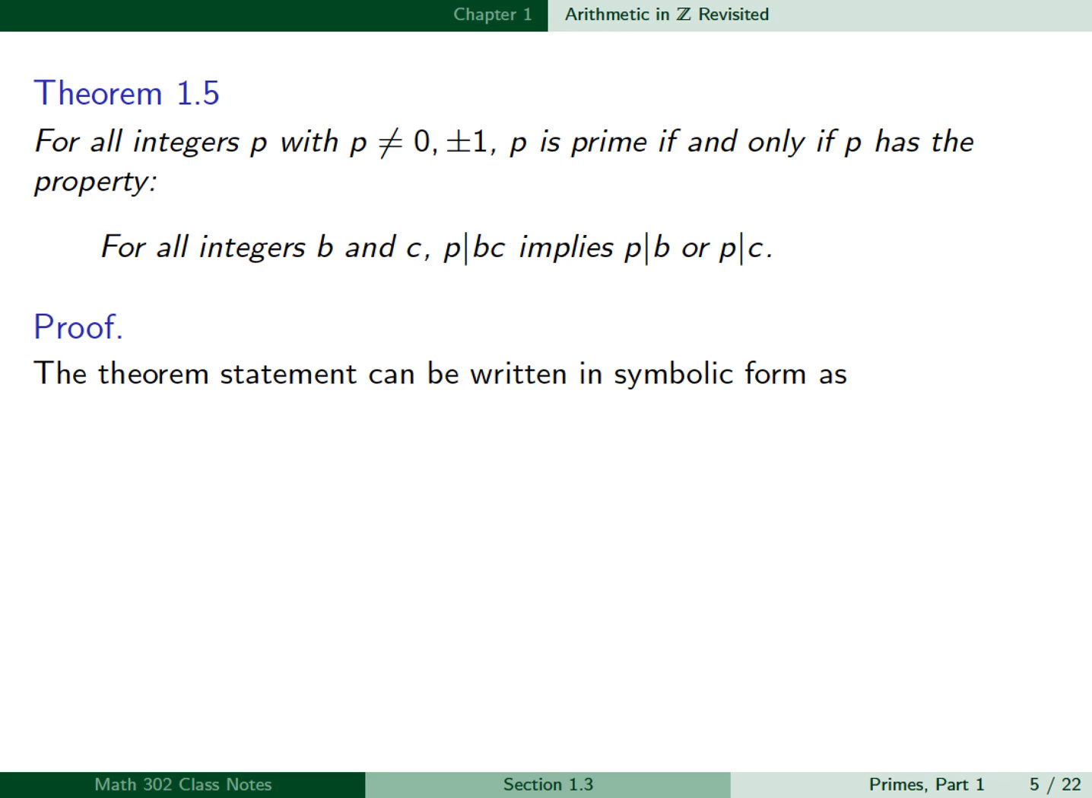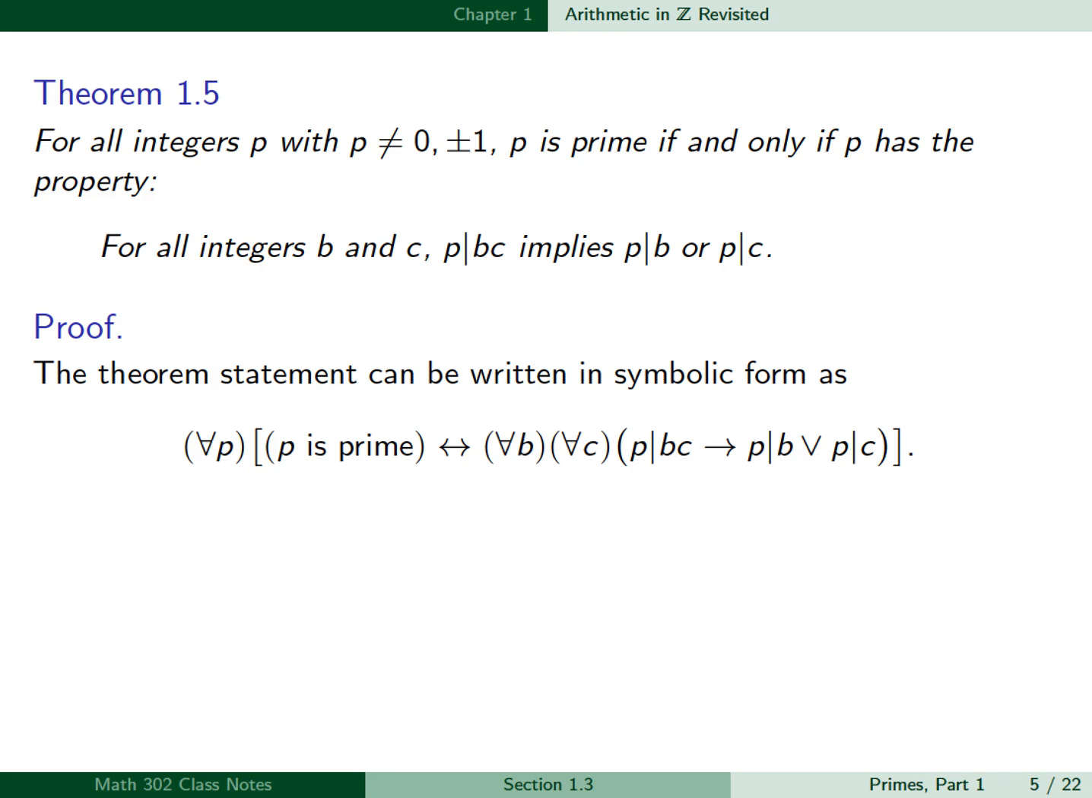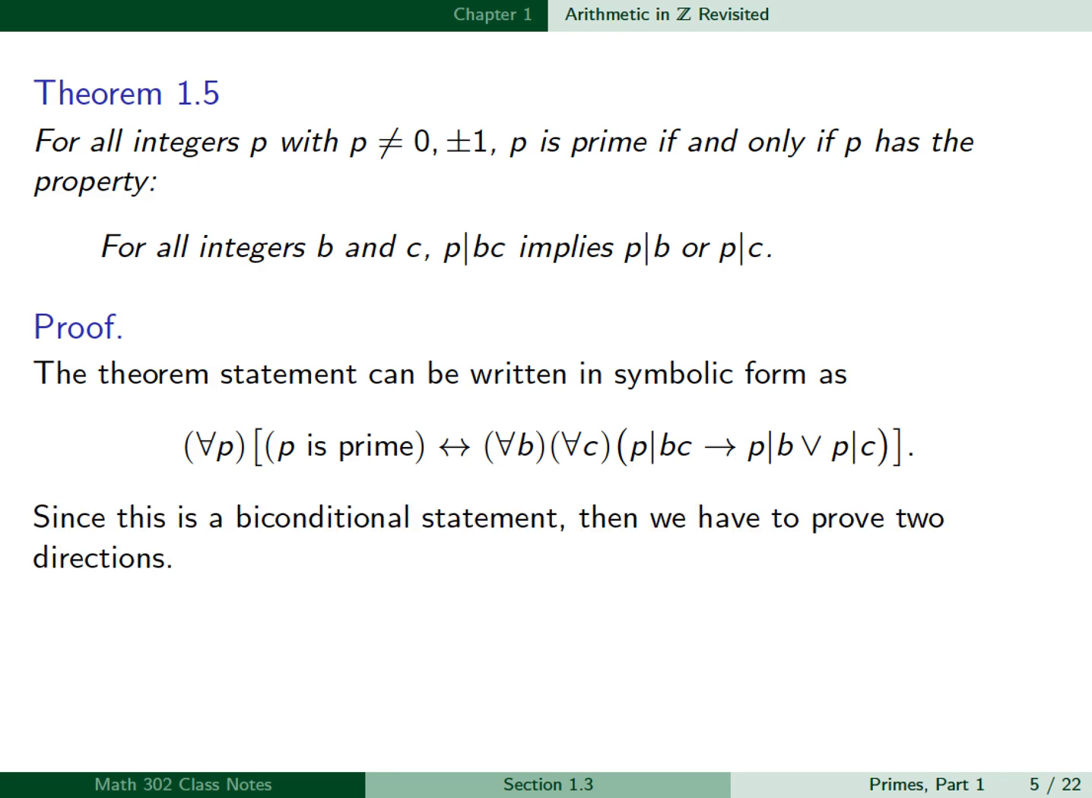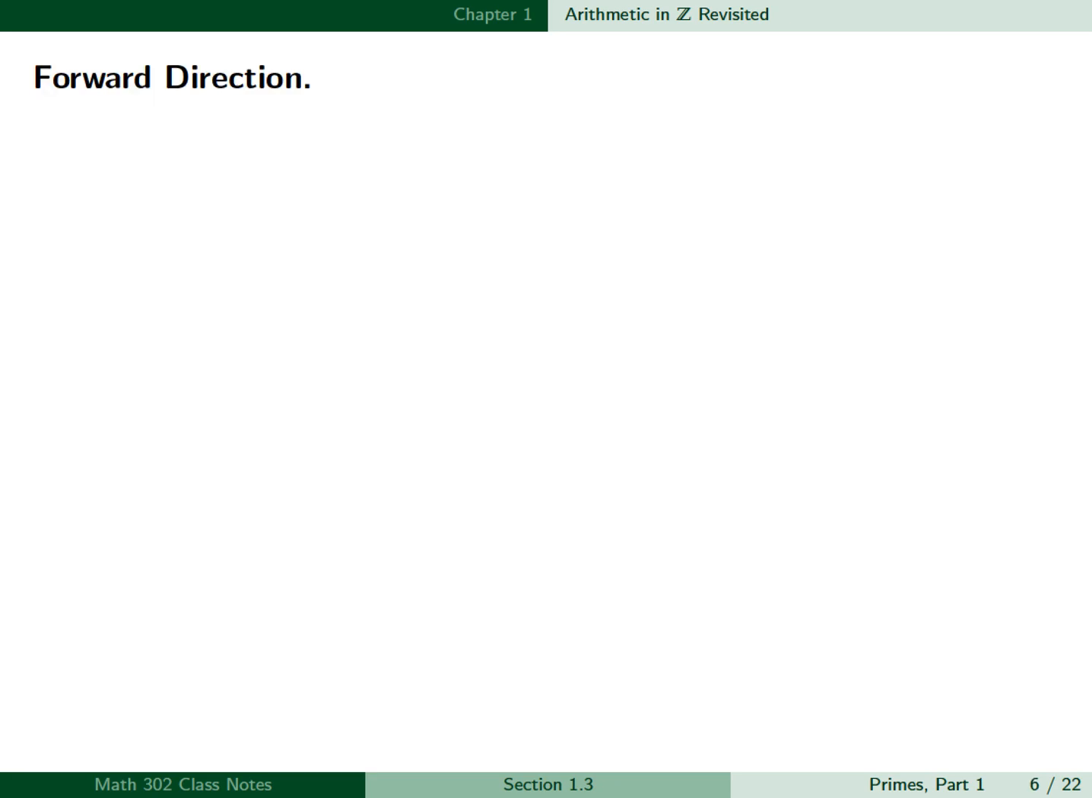To prove this, we'll first write the theorem statement in symbolic form. So this has the form: for all p, p is prime if and only if, for all b, for all c, p divides bc implies p divides b or p divides c. Since this is a biconditional statement, then we have to prove two directions. So let's first suppose that p is an arbitrary integer with p not equal to 0 or plus or minus 1. We then have the forward direction.